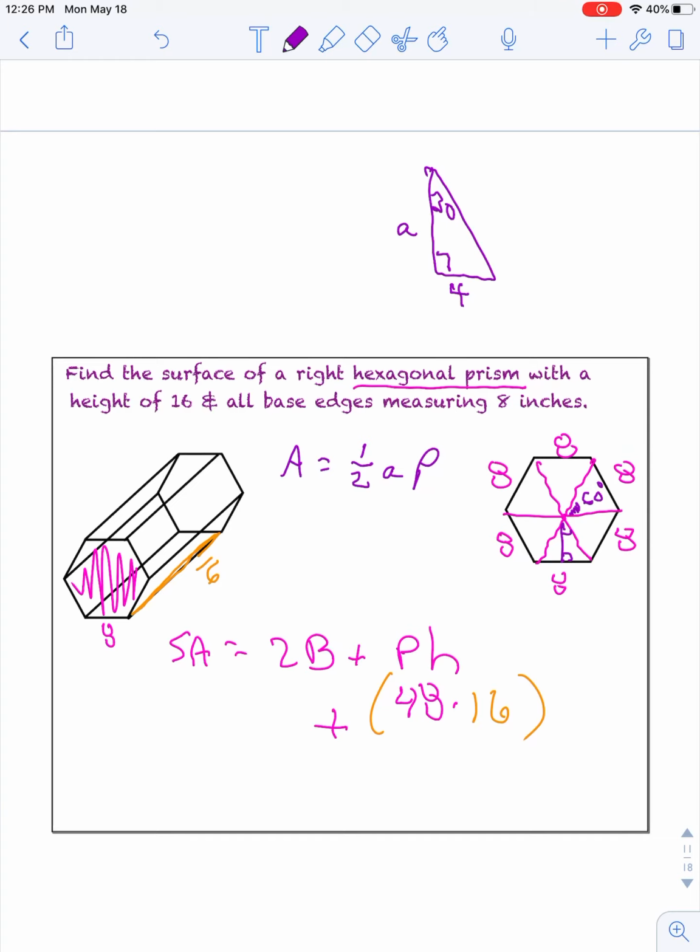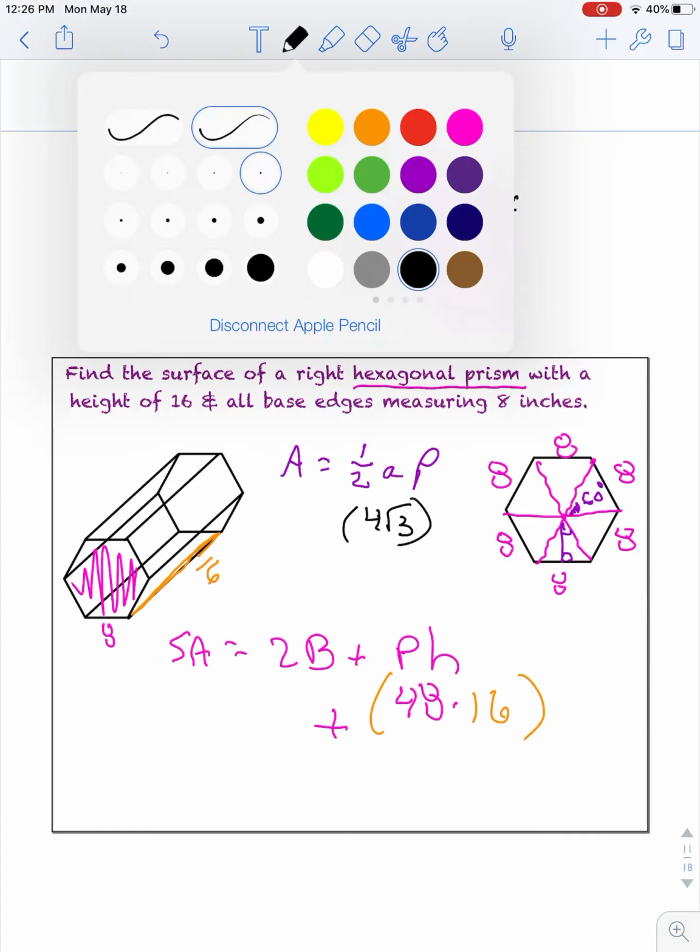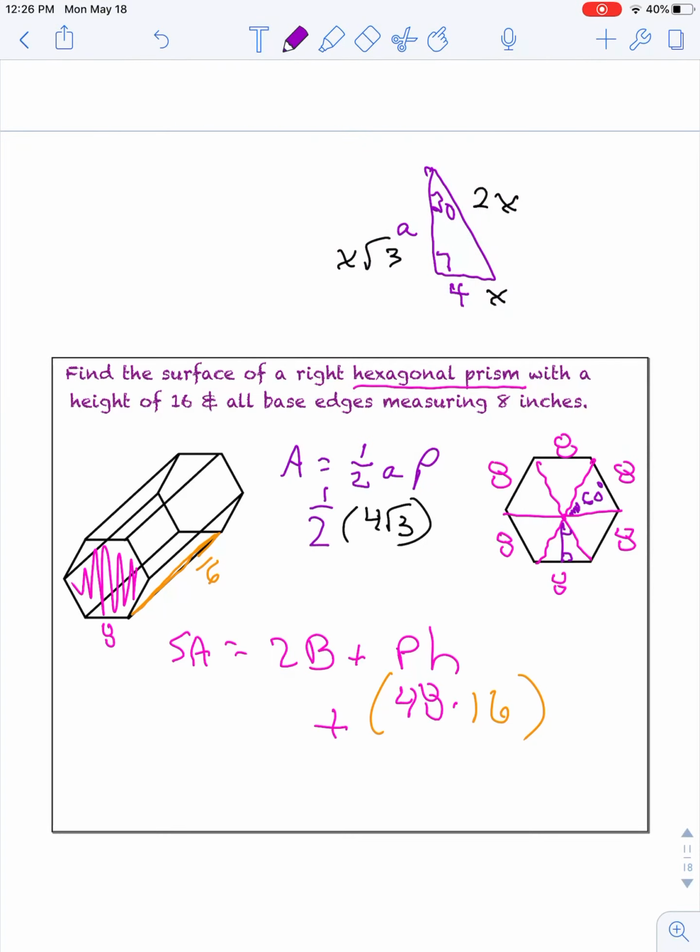So now what I have is a 30, 60, 90 triangle. And you could use trig, but we know that this is x and this is 2x. And then A is going to be x root 3. So my apothem is 4 root 3. So there's my apothem. Now I need the perimeter of that regular polygon. Well, again, the area is 1/2 the apothem times the perimeter, and the perimeter is 48 again.